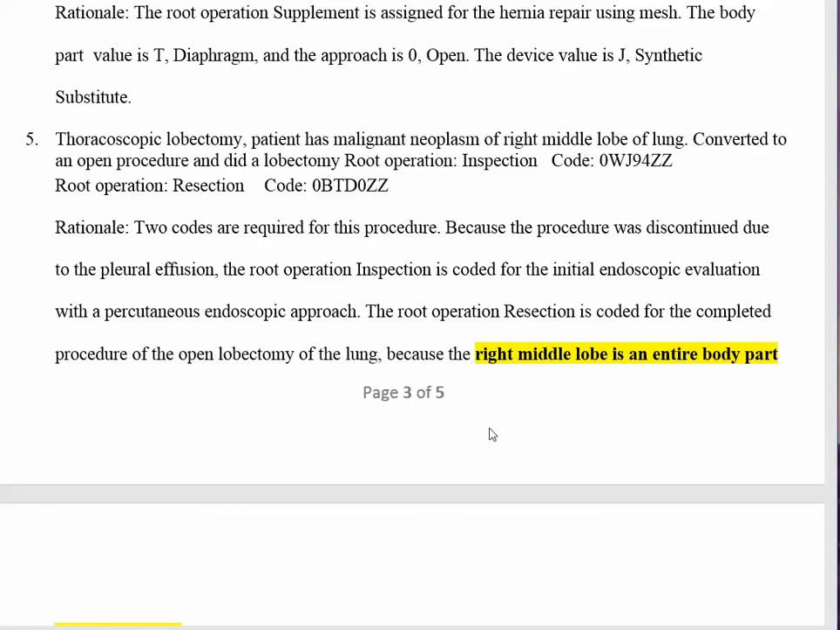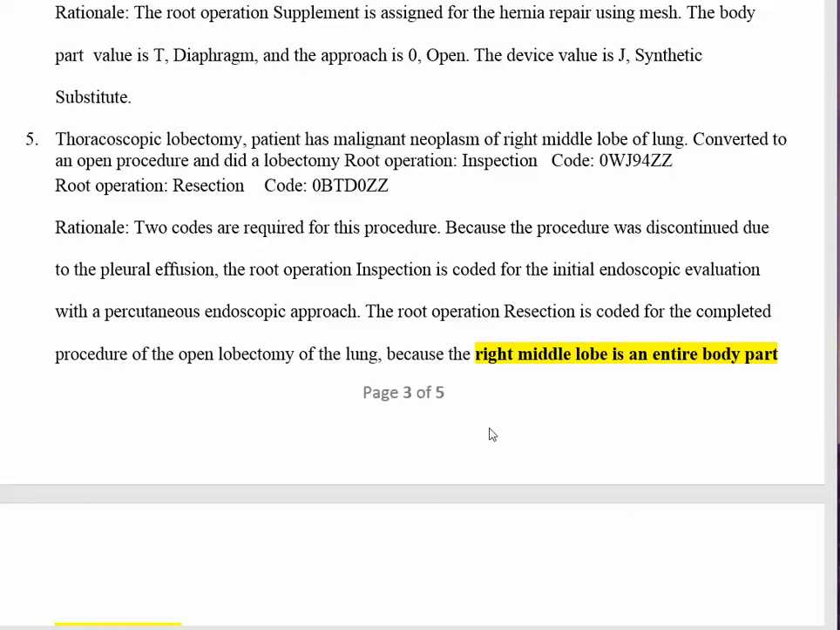When the physician did the endoscopic procedure, he didn't actually do anything during that procedure. He didn't remove any lung because he couldn't, because of the pleural effusion. So the root operation for that procedure is going to be inspection, because that's all he did in that part of the procedure. All he did was an inspection. The anatomical location, we know, and the code ends up being 0WJ94ZZ just for the inspection.